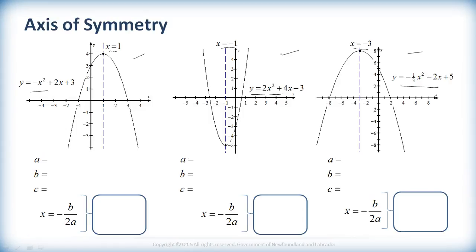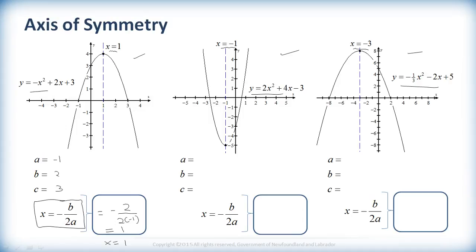Now I want to take each equation and list the values of a, b, and c from the equation. For the first one, we have a = -1, b = 2, and c = 3. Then I want to take this magic little formula, which we don't need to know how I derived, and see what happens if I take x equals -b divided by 2a. That's the negative of 2 divided by 2 times -1, which works out to be +1. So I get x equals 1 for this one.